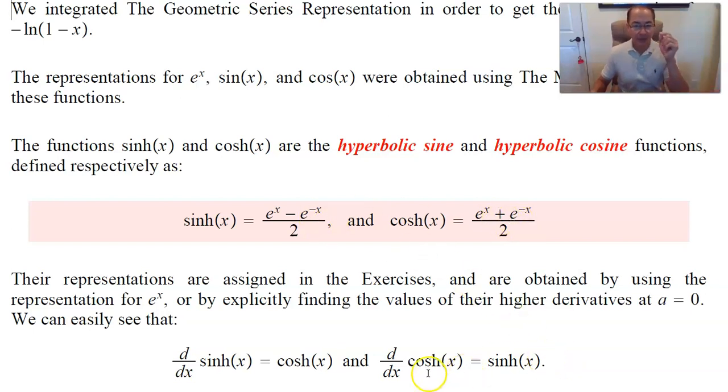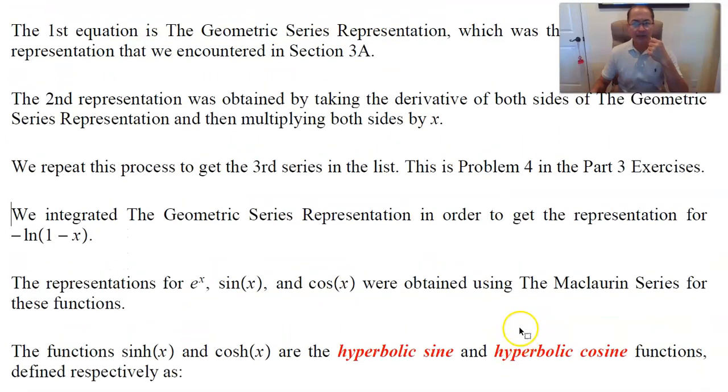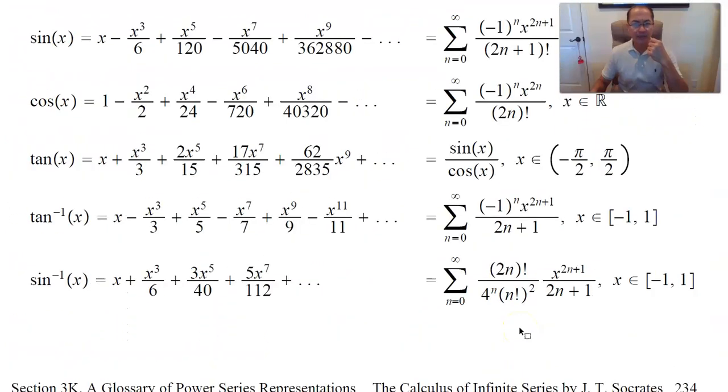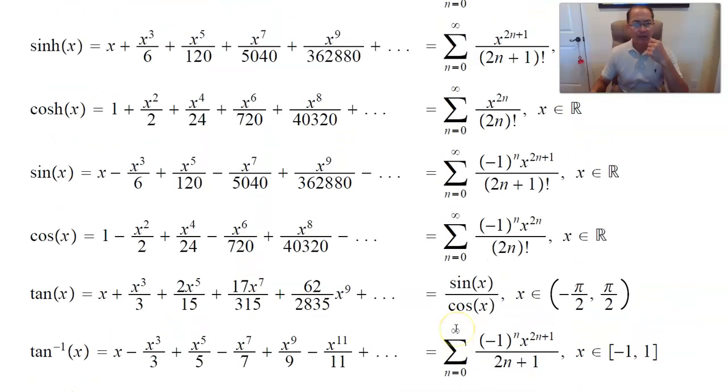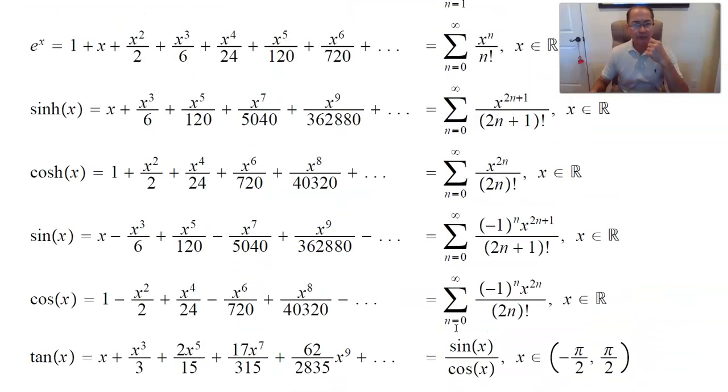And of course, this should remind you of the regular trigonometric sine and cosine. Derivative of sine is cosine, but the derivative of cosine is negative sine. So that explains why in our representations up here, the representations for sinh look similar to sine, but sinh is not alternating. It's all plus. And for cosh, it looks like cosine, but again, it is not alternating.